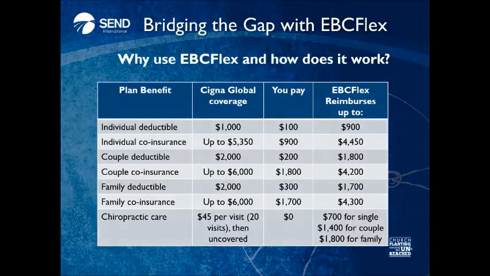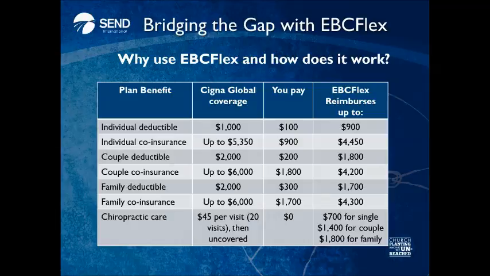Here's where you can see the benefit of utilizing your HRA. An individual's deductible through Cigna is $1,000. After you pay the first $100, EBC Flex will reimburse you for the remaining in-network deductible, up to $900 a year. An individual could possibly be responsible for up to $5,350 in coinsurance for the year. Once you pay the first $900, EBC Flex reimburses the remaining in-network coinsurance, up to $4,450 per year.